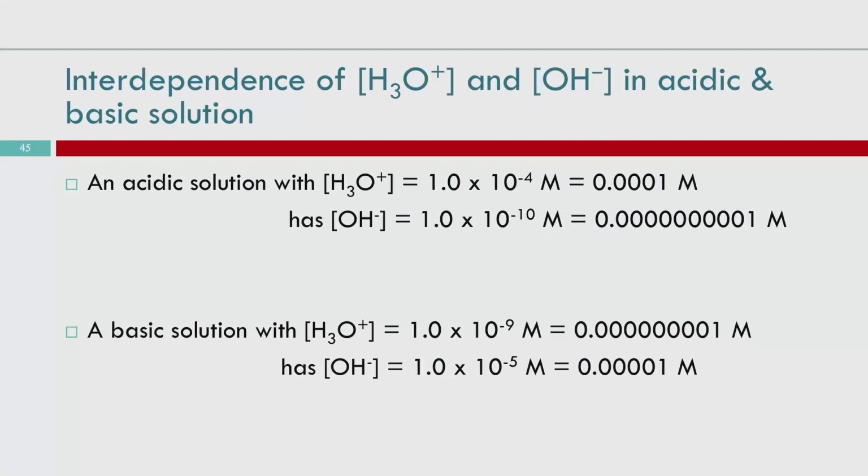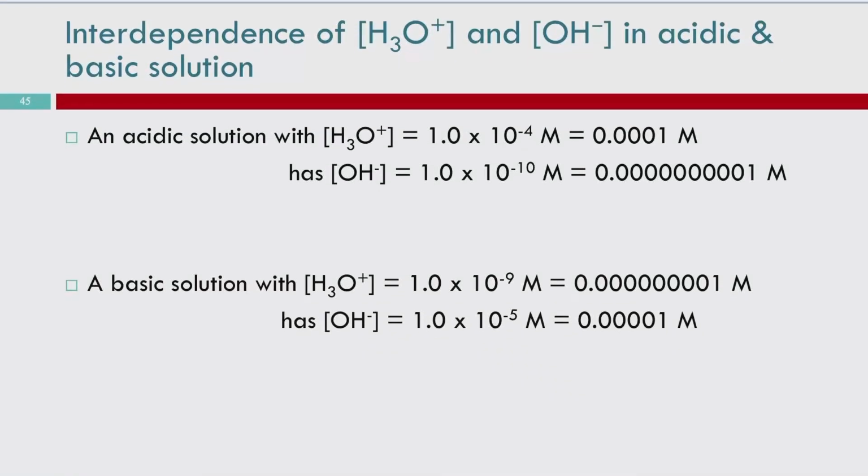Okay, some examples with numbers, both as long form and short form. In an acidic solution, if our H3O+ concentration is 1 times 10 to the minus 4, in decimal form that looks like this. It's going to have a hydroxide concentration of 1 times 10 to the minus 10, which is going to look like this. So 10 to the minus 4 is bigger than 10 to the minus 10. That's what I was talking about earlier.